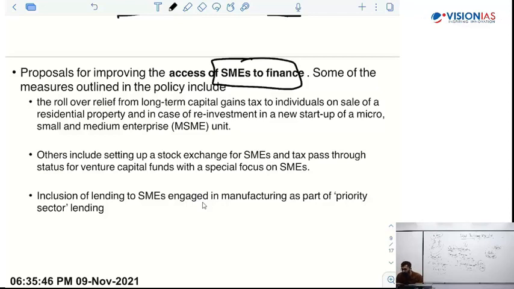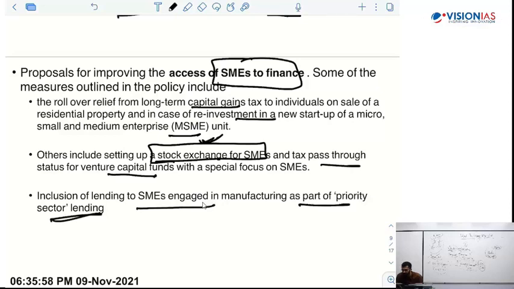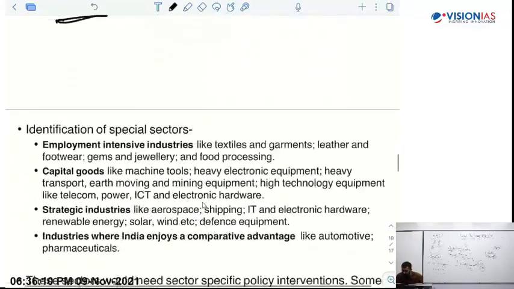Now roll over relief from long term capital gain tax, reinvestment in startup unit, stock exchange for MSMEs, tax pass through status for venture capitalist funds, inclusion of lending as part of priority sector lending. SMEs को प्रायोरिटी सेक्टर लेंडिंग के अंडर भी लोन्स मिलेंगे. So see again, solving those problems of helping them get formal credit. This policy was also good for SMEs.